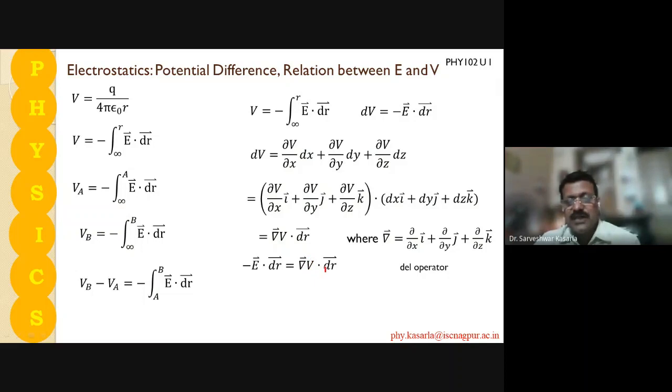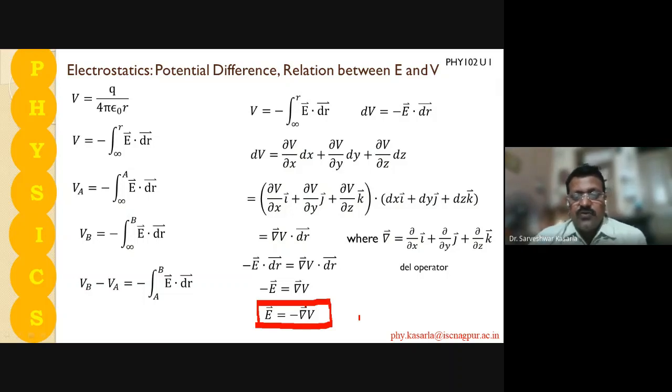V is the potential, and dot dr. So what is observed? This dot dr and dot dr is common. It can be cancelled. So therefore, minus of vector E is the electric potential is equal to del V. If you exchange the minus sign, then E is equal to minus of del V. So this is the very, very important expression. Electric intensity is nothing but the negative gradient of potential. This is very, very important.